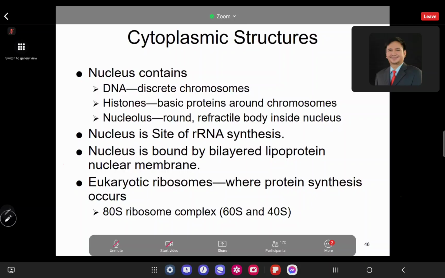Now we have also eukaryotic ribosomes. It is the site of protein synthesis, composed of an 80 Svedberg. For prokaryotic is 70 Svedberg.